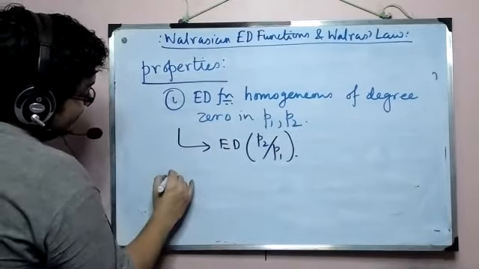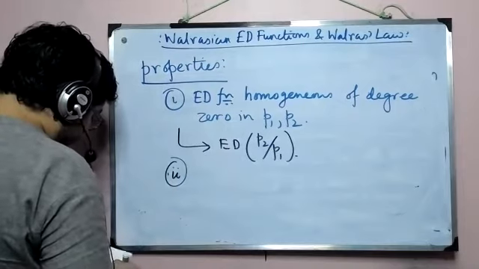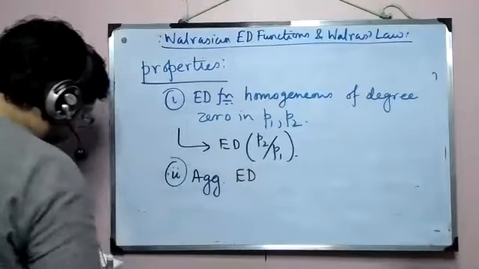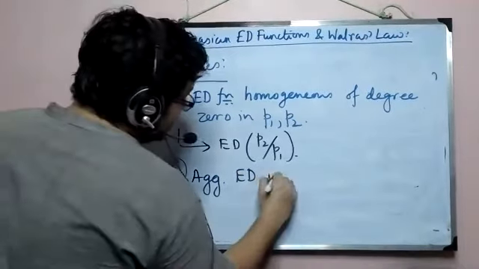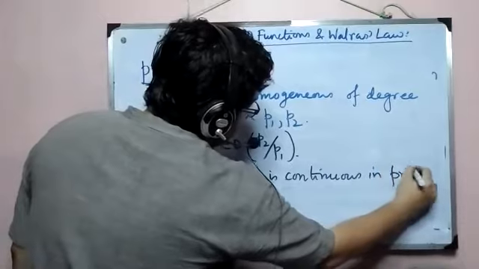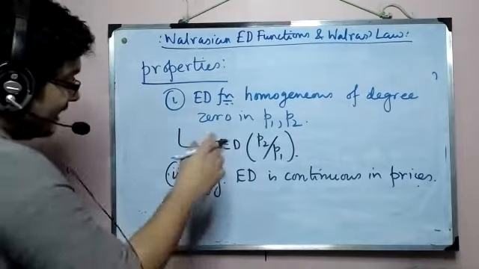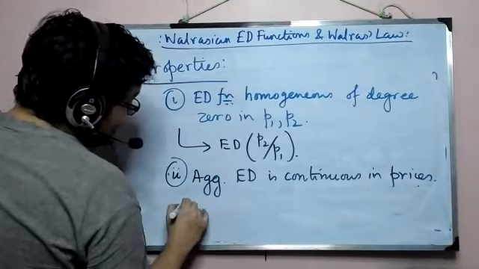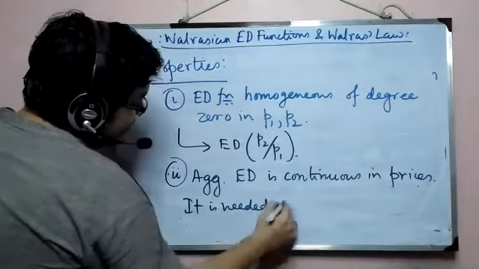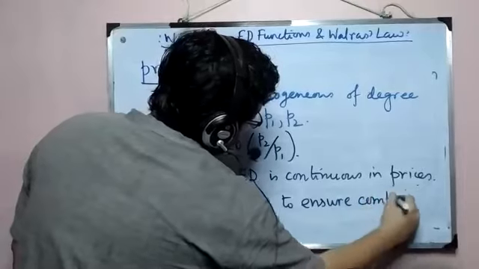And the third, or rather I'll write 2 because this is just a sub-result, is that the aggregate excess demand function, so that's what we just wrote, is continuous in prices. And this is necessary. Why do we need this? It is needed to ensure competitive equilibrium.